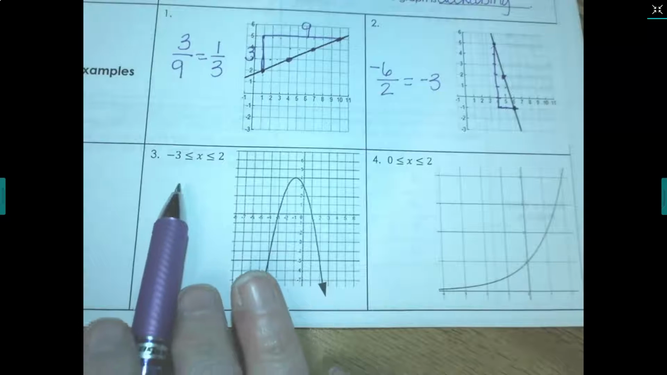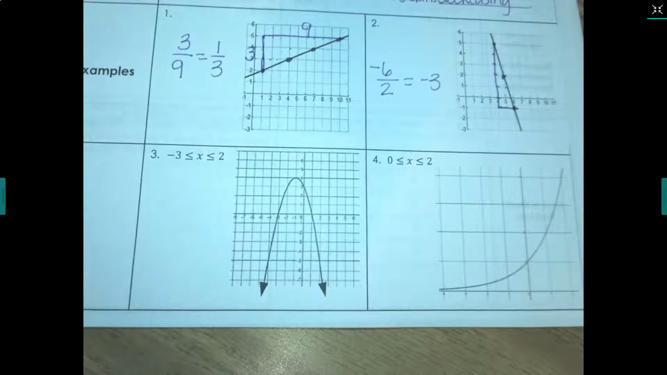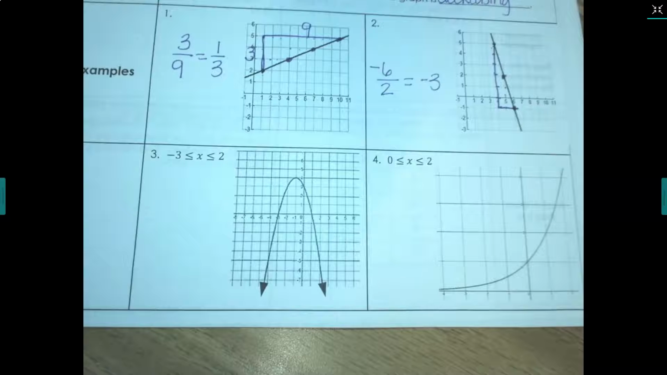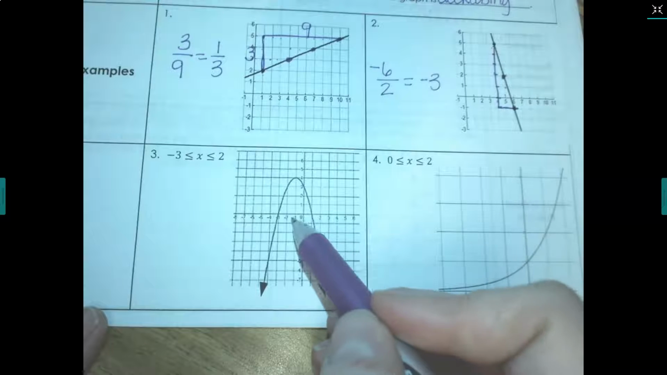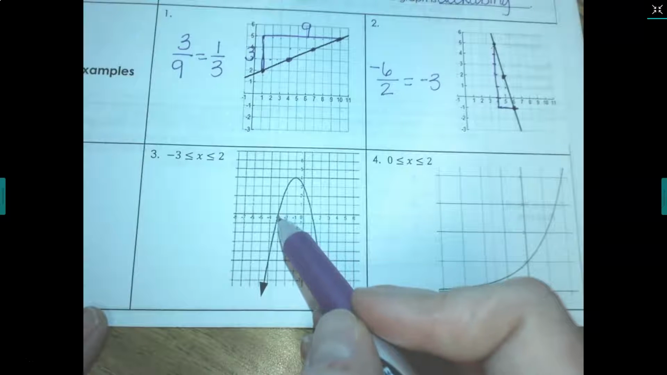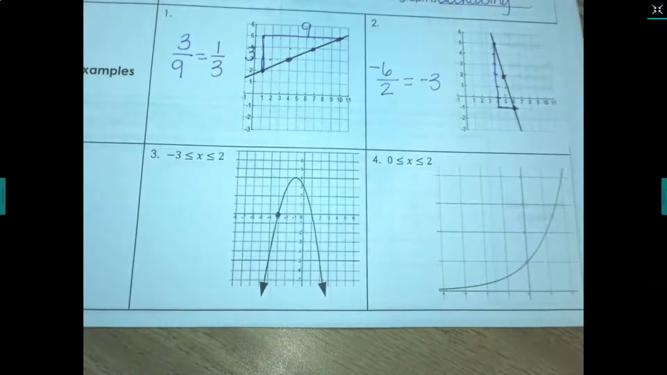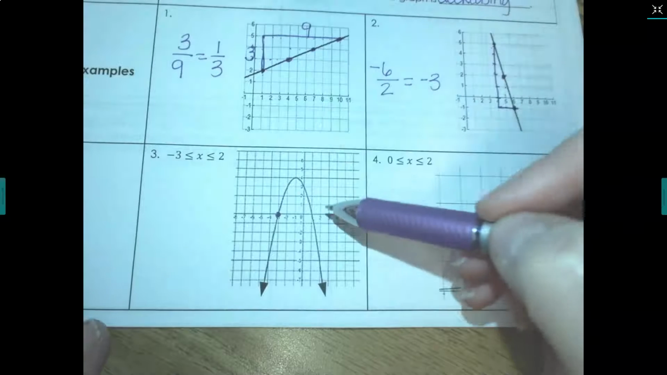So now this is written differently. This is written a lot like how we would write domain. What it's saying is, I need the point where the x value is -3. So I find where x is -3, and I either go up or down to hit the graph. This graph actually just happens to go through one of the zeros there. So there's my point. The other point is where x is 2.